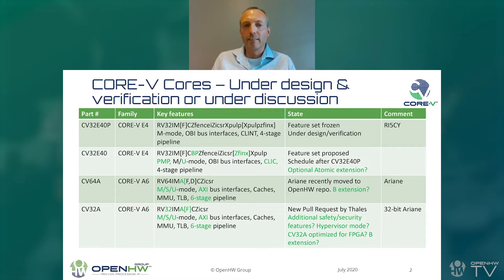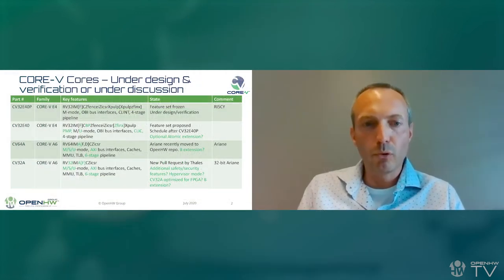After this, it's the intention to start working on the E40 core. It's very similar to the 40P core, except that certain PULP extensions will be replaced by standard RISC-V extensions, assuming that they have been ratified by then. Specifically, we intend to include the bit manipulation and the packed SIMD extensions. Also, this core will support user mode and the PMP. And then I would like to ask Jérôme to introduce the A6 cores, please.